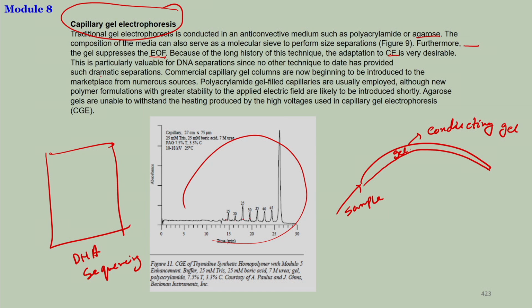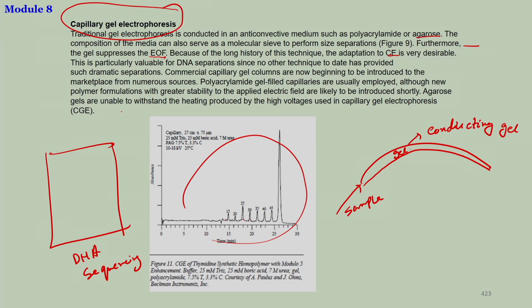Because of the long history of this technique, the adaptation to CE, capillary electrophoresis, is very desirable. This is particularly valuable for DNA separations, since no other technique to date has provided such dramatic separations, very fine separations actually. Commercial capillary gel columns are now beginning to be introduced to the marketplace from numerous sources. Polyacrylamide gel filled capillaries are usually employed, although new polymer formulations with greater stability to the applied electric field are likely to be introduced shortly.